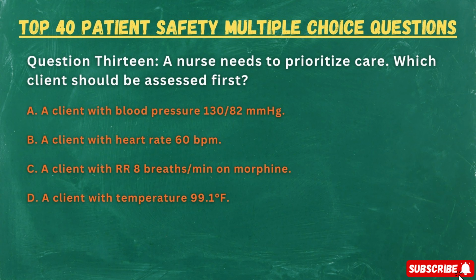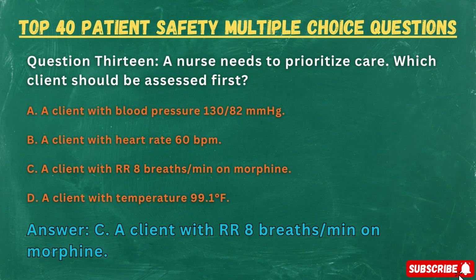Question 13. A nurse needs to prioritize care. Which client should be assessed first? A. A client with blood pressure 130/82 mmHg. B. A client with heart rate 60 bpm. C. A client with RR 8 breaths/min on morphine. D. A client with temperature 99.1 degrees Fahrenheit. Answer: C. A client with RR 8 breaths/min on morphine.